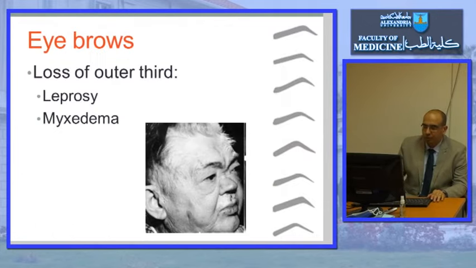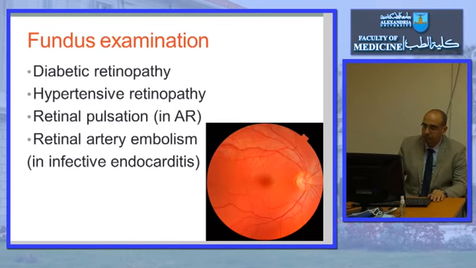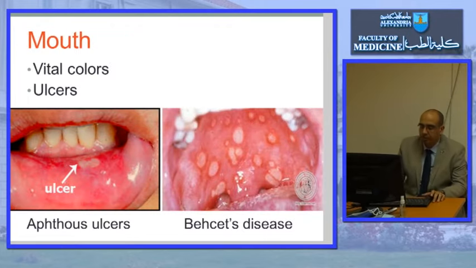any cause of generalized edema might cause periorbital edema. In the eyebrow, we find loss of the outer third of the eyebrow in case of leprosy and myxedema. Fundus examination is important for us, but it's usually done by the ophthalmologist to detect diabetic retinopathy, hypertensive retinopathy, and in cases of retinal pulsations in aortic regurgitation and retinal artery embolism.